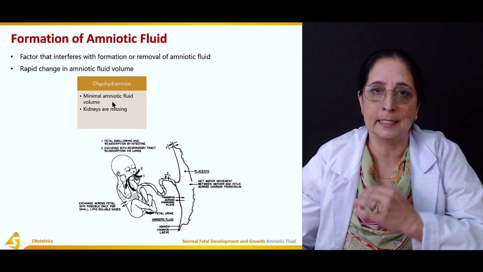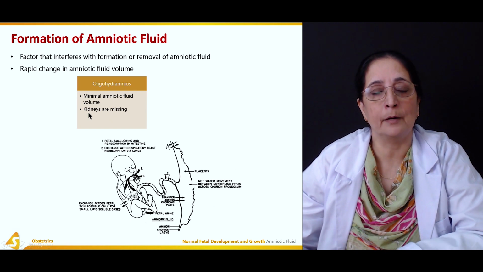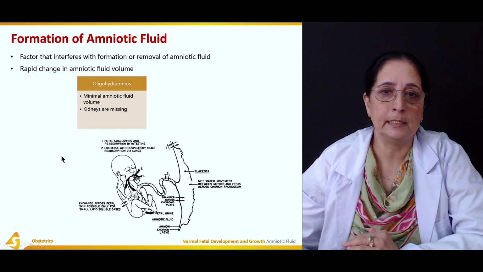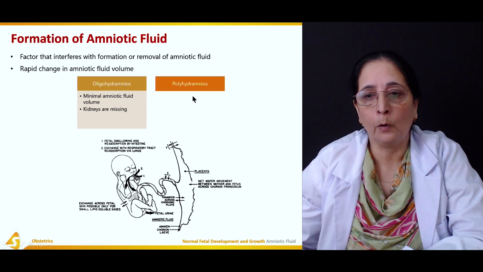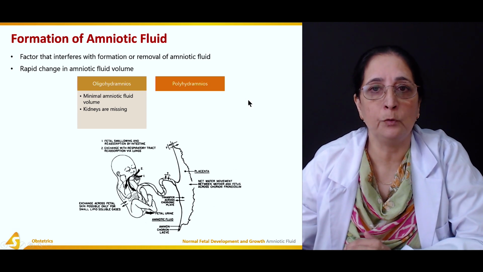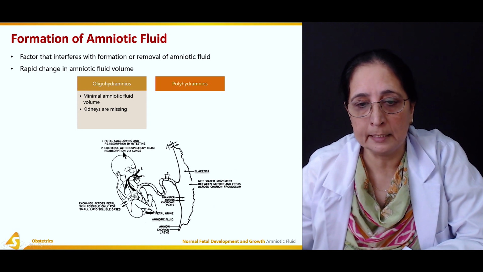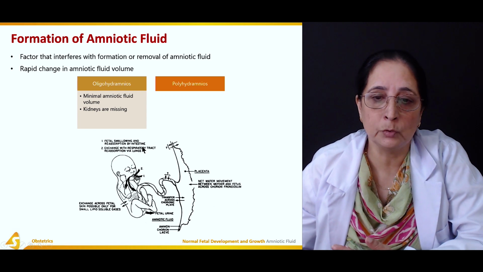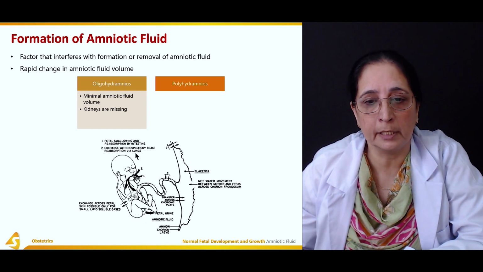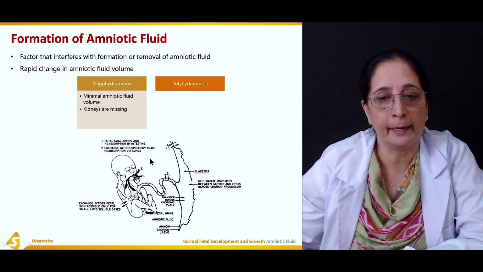Oligohydramnios is when there is minimum amniotic fluid volume, and kidneys are missing. This leads to oligohydramnios. Polyhydramnios is a condition in which there is excess of amniotic fluid. If we see this diagram, fetal swallowing and reabsorption by intestine leads to the formation of amniotic fluid, and exchange with respiratory tract, reabsorption via lungs.